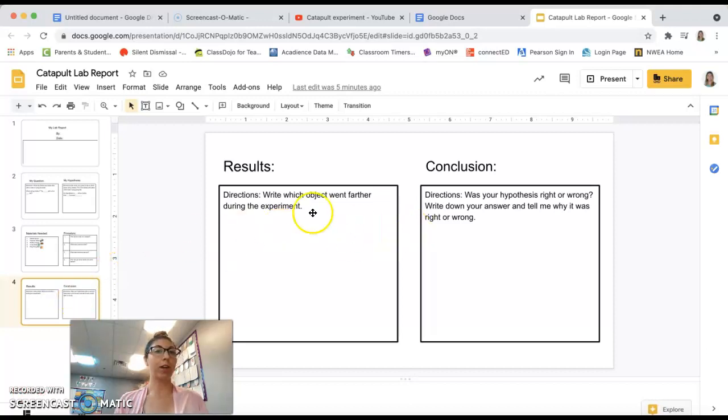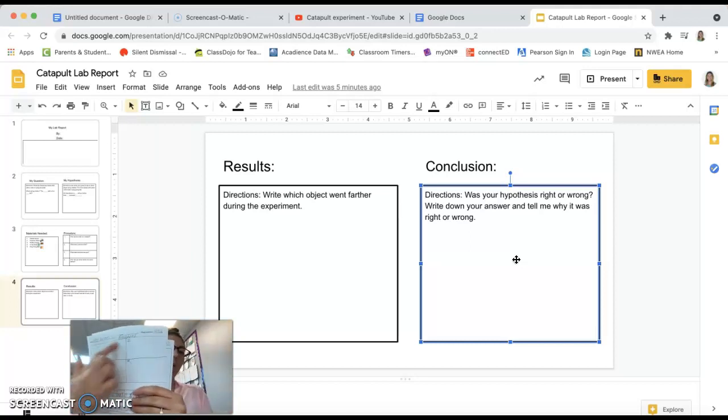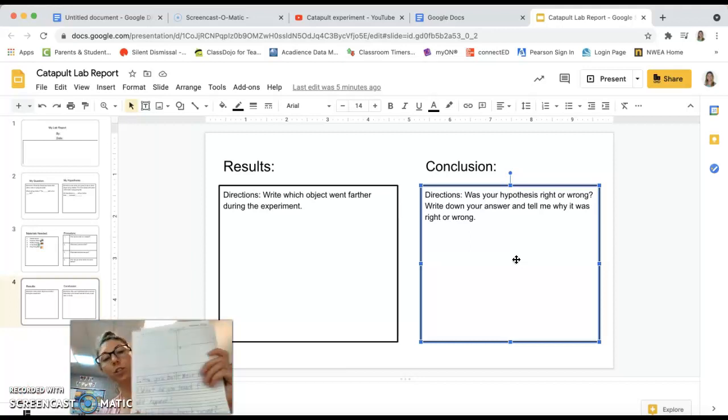If you're working on the results page, you're going to write in your results which object went farther during the experiment. And in the conclusion part, you're going to write, was your hypothesis right or wrong? And tell me why it was right or wrong. If you're using a paper copy, you have extra spots with places for pictures where you will draw. If you're doing the procedures part, you will draw pictures of what you did to set up the experiment. For the results part, you will draw what happened at the end, the results. Draw what happened.